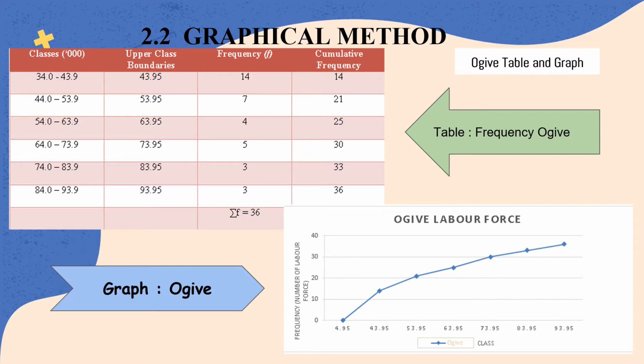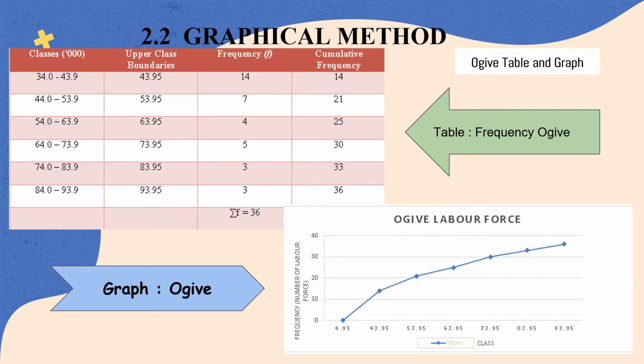Now I want to explain the frequency ogive. Based on the table that we provided, in the ogive we have classes, upper class boundaries, frequency and cumulative frequency. Now I will explain how to get the upper class boundaries. The first one you must do is 44.0 minus 43.9 and you will get 0.05. 0.05 is the number that you have to get for the class boundaries.